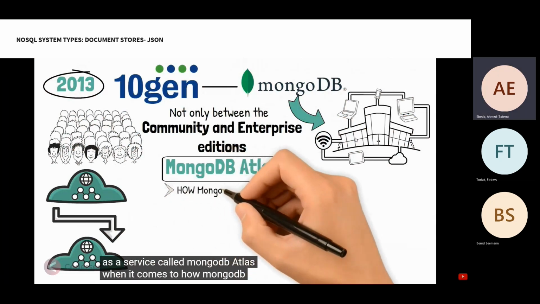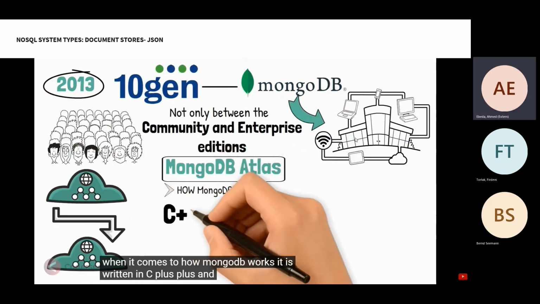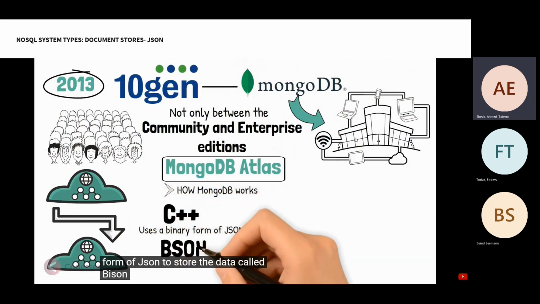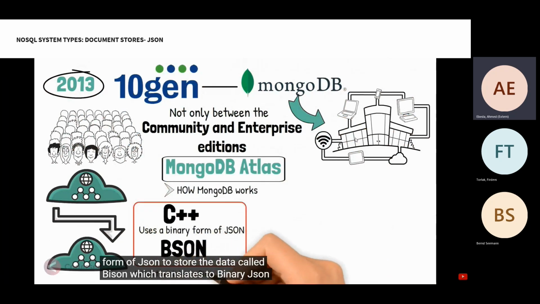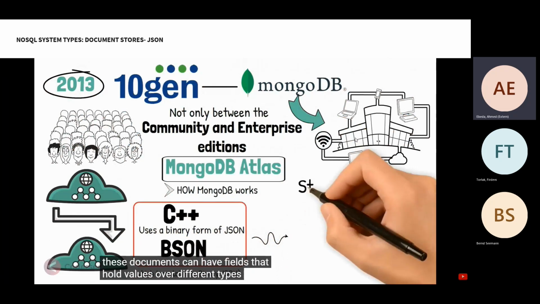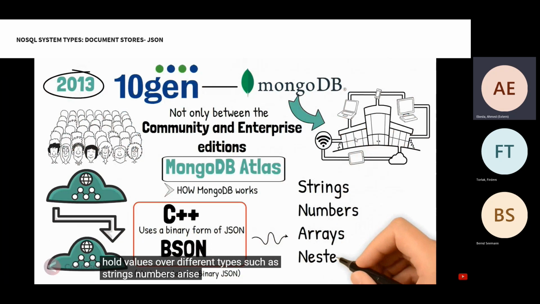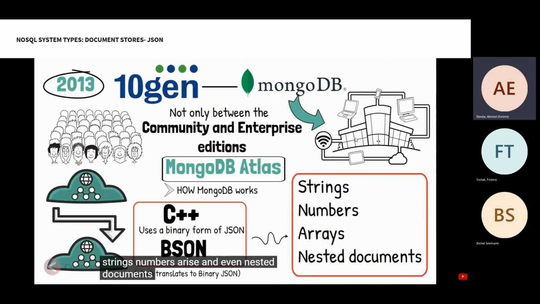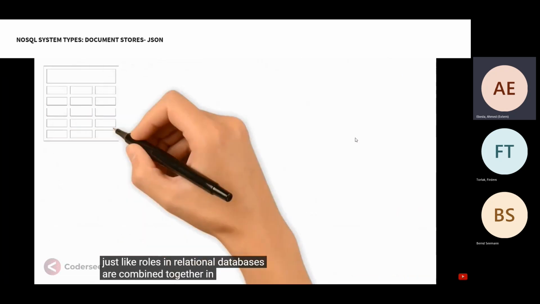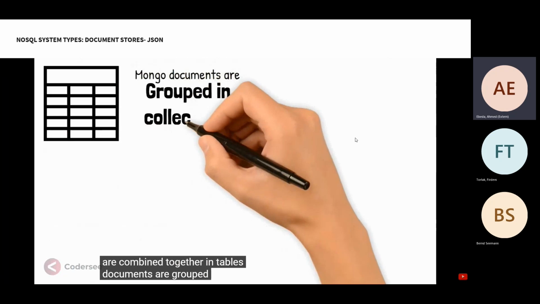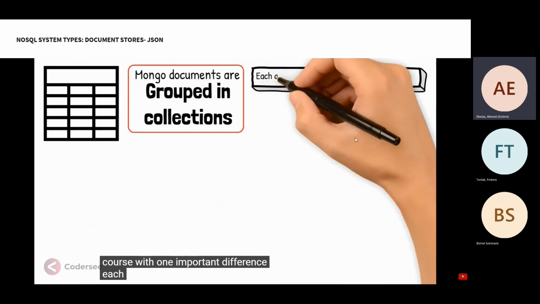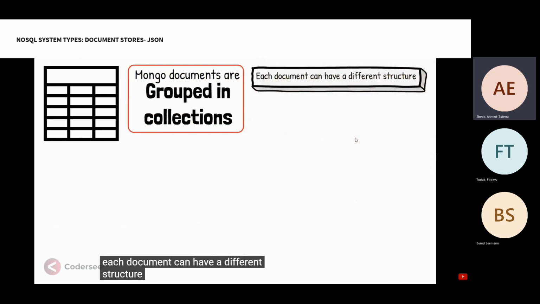When it comes to how MongoDB works, it is written in C++ and uses a binary form of JSON to store the data called BSON, which translates to binary JSON. These documents can have fields that hold values of different types, such as strings, numbers, arrays, and even nested documents. Just like rows in relational databases are combined together in tables, Mongo documents are grouped in collections. Of course, with one important difference. Each document can have a different structure.